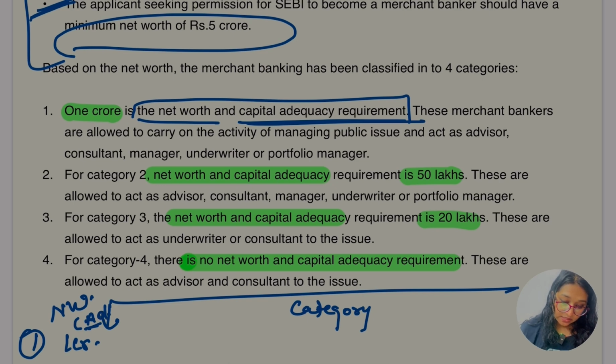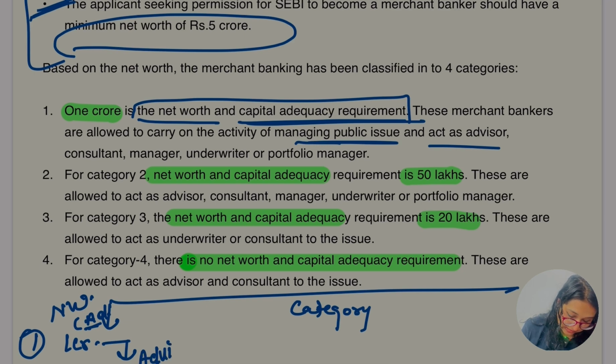Yes, these merchant bankers are allowed to carry on the activity of managing public issues and act as advisor. So for the very first, what are they doing? They can act as the advisor. And what was the minimum net worth and capital adequacy? That was 1 crore. For the second category, the net worth and capital adequacy requirement is 50 lakh.